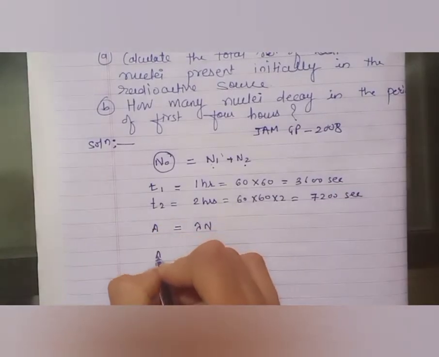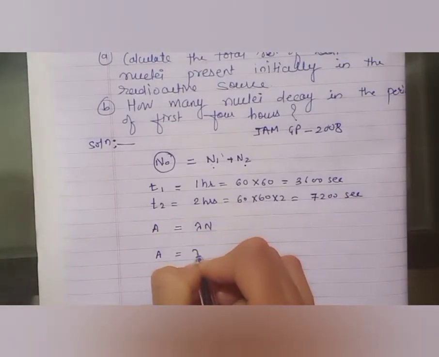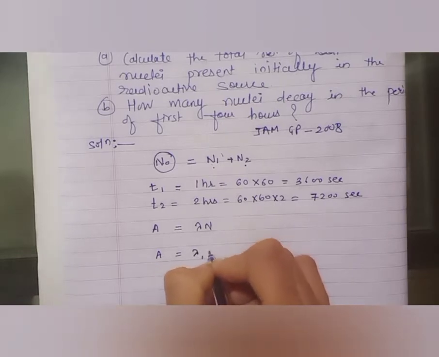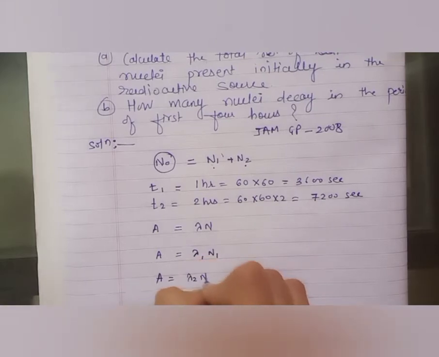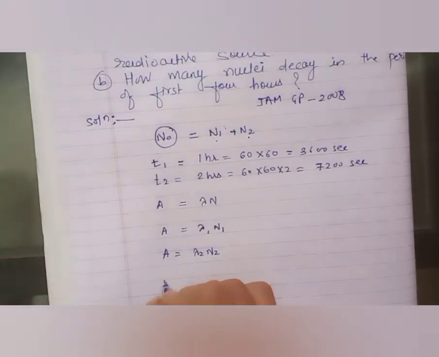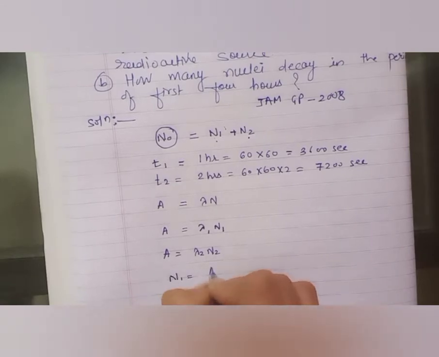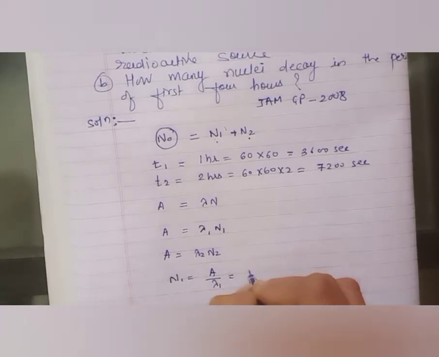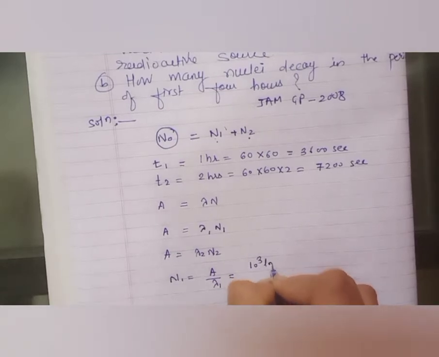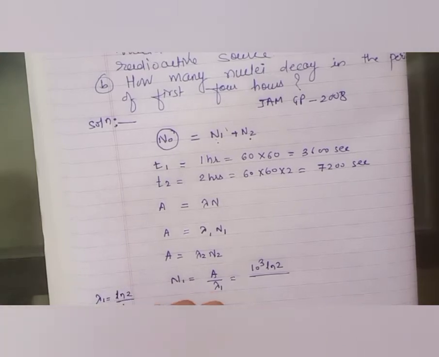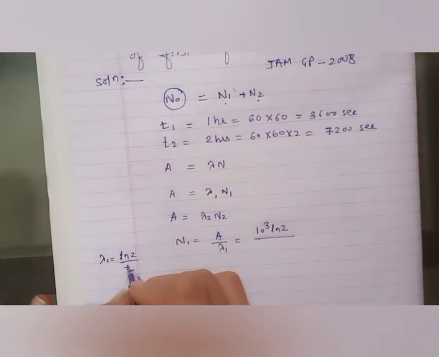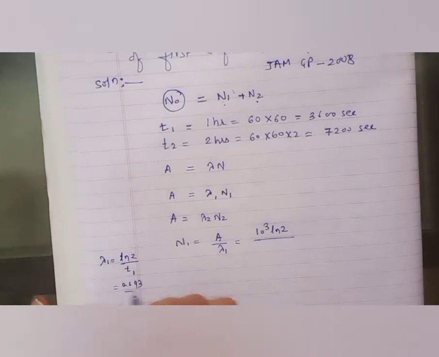So A is equal to, for the first isotope, lambda 1 and initial number of atoms N1. And for the second, we have A equals lambda 2 N2. Now from the first equation, we have to find out N1. So N1 will be A by lambda 1. A, the activity, is given to be 10 raised to 3 log 2. And what is lambda? We know the formula: lambda is given by log 2 upon half-life period, and we write 0.693 upon T1.